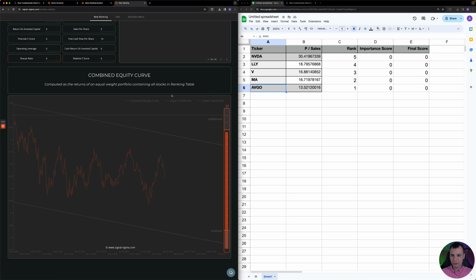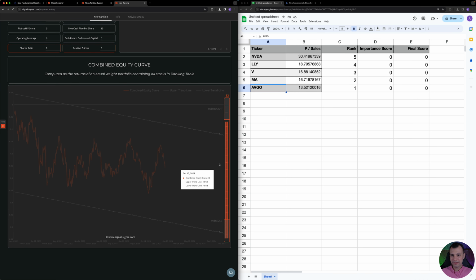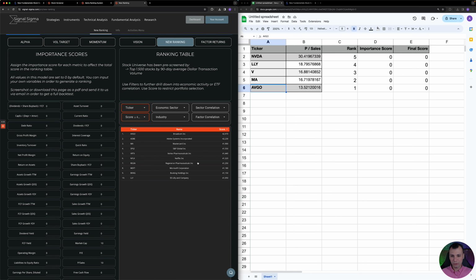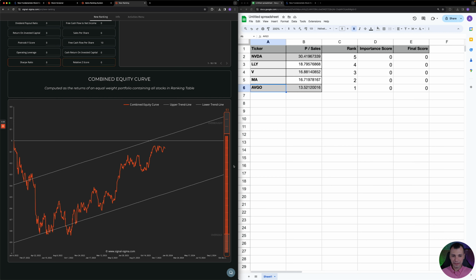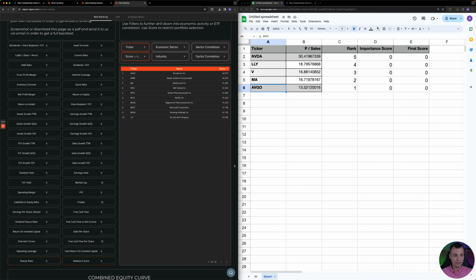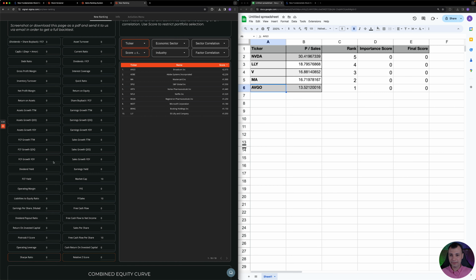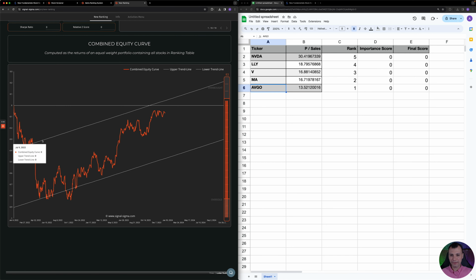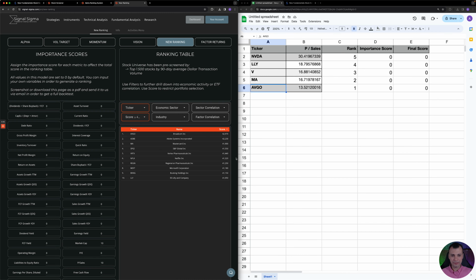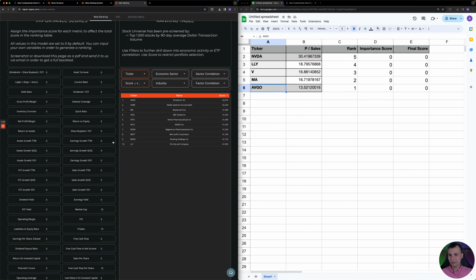And if we scroll over here, we are going to see a combined equity curve, which is not exactly like a backtest. It's what this portfolio would look like on a buy and hold basis. So it kind of looks like this. And if you would like to get a backtest, all you have to do is take a screenshot of this ranking, send it to us, and we will create a true backtest. But the equity curve gives you an idea of how this subset of stocks is currently performing, not necessarily how the logic would work in a backtest.